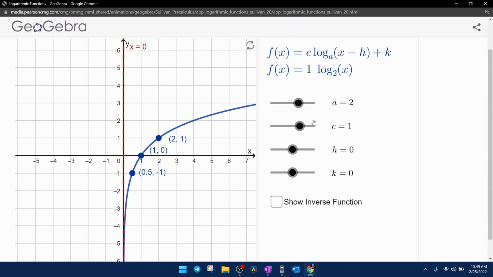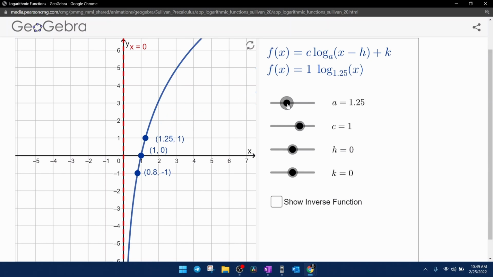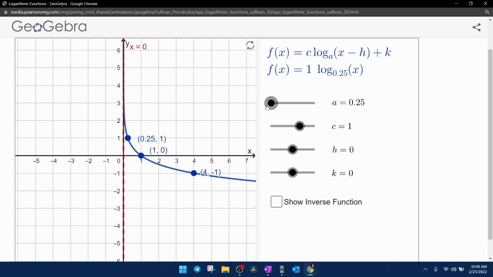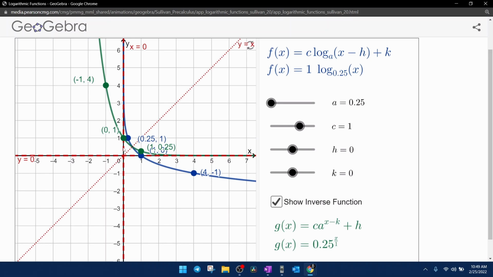All right, so here in our new window, it said to set C to 1, A to 0.5. That's going to be all the way to the left. H and K both to 0. Remember they said to click show the inverse. Oh, and that's kind of cool.